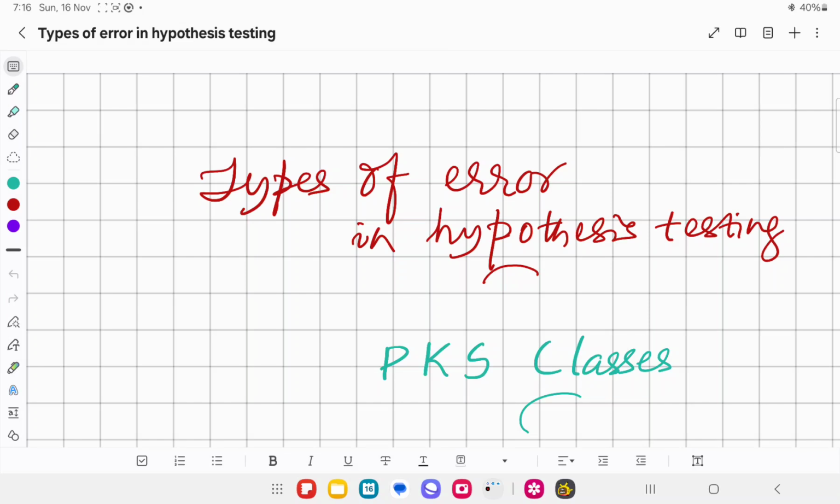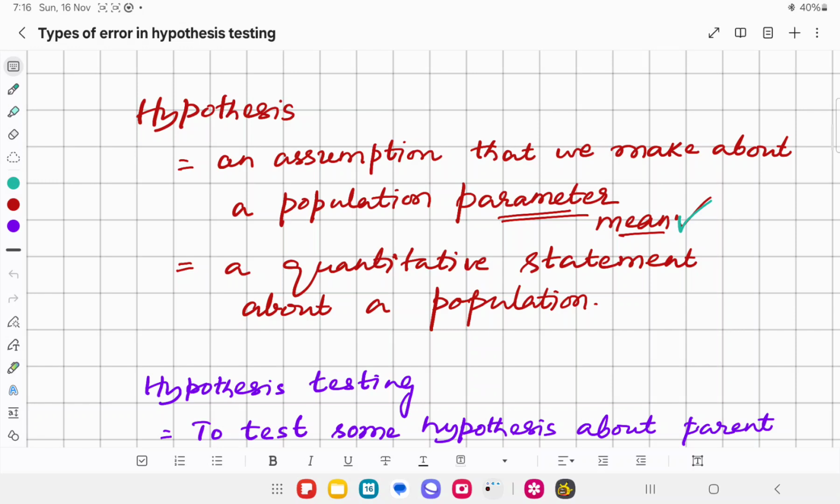Today we'll study the types of error in hypothesis testing. You can refer to our earlier class on the hypothesis testing.